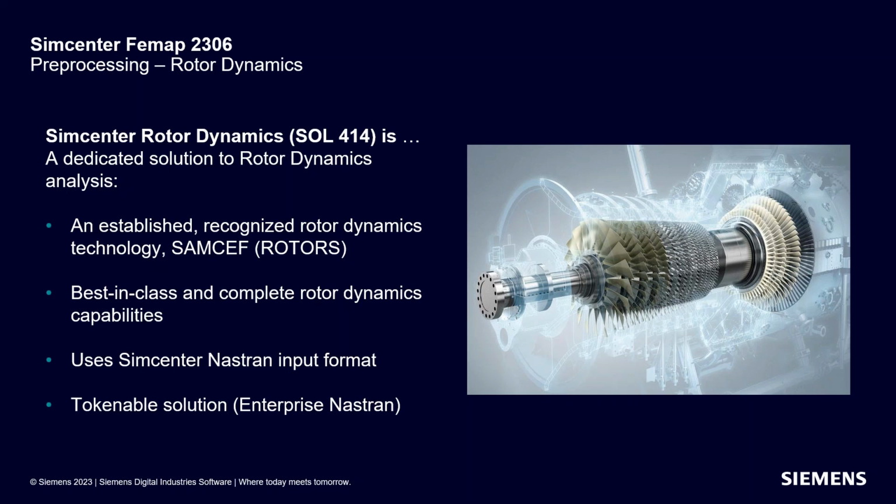So this is a big improvement, and it gives a lot of capability for people who probably might not have had a reason to use Femap in the past. Now Femap can help you out with Rotodynamics in addition to all the other things that it can. And the last thing I'll say here is that it does have a tokenable solution, and that's available through Enterprise and Astron.